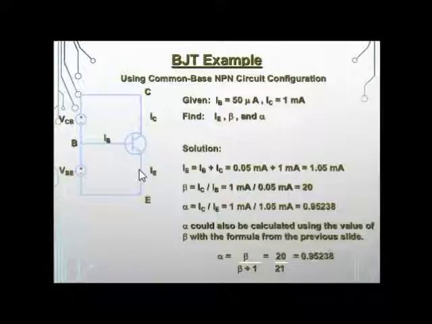So it's quite clear, you can easily find it. IE is equal to IB plus IC. Both the currents are given. We have to convert into the same unit. Always remember, convert into the same unit. Then we get IE is equal to 1.05 milliampere.